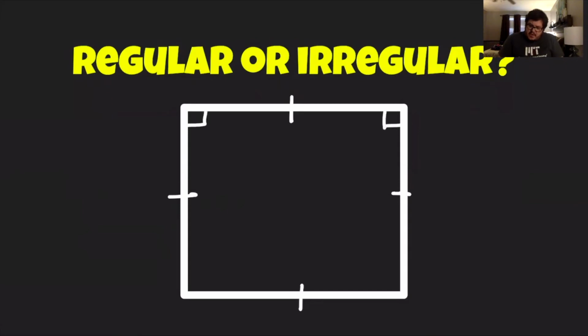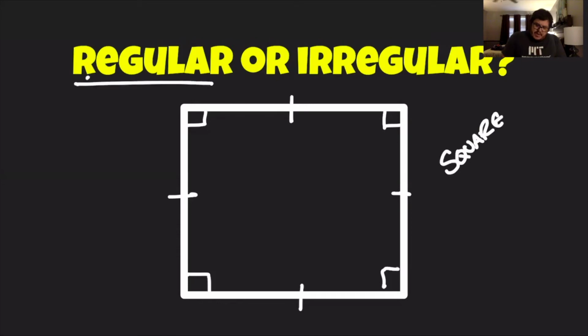If you see the little square over here, it's saying those are right angles. And we know that a shape with all equal sides and all right angles, 4 equal sides, 4 right angles, is going to be a square. So we know this is a square, and a square would be a regular polygon.